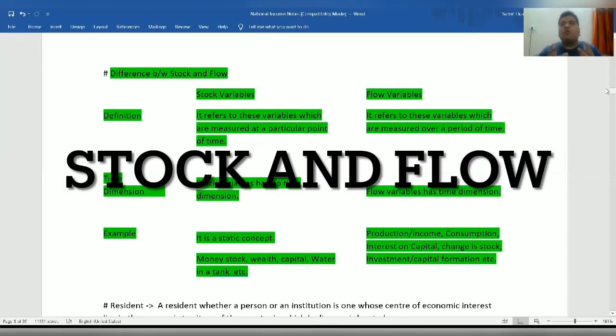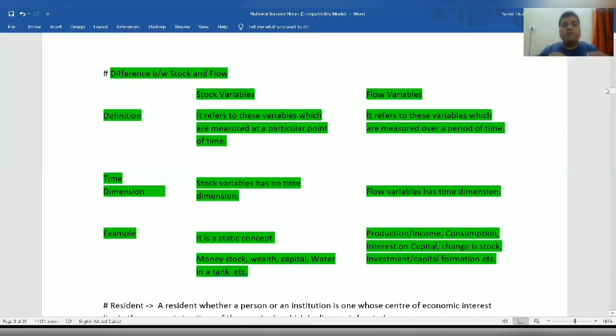Stock refers to those variables which are measured at a particular point of time. ऐसे variable जिनको हम एक particular time पर ही measure कर सकते हैं, they are called stock variable. Why am I saying a particular point of time? Because we cannot measure it yearly, monthly, or daily. I can only calculate it at a particular point of time. For example, at this time, 3 p.m. on 13 July 2020.